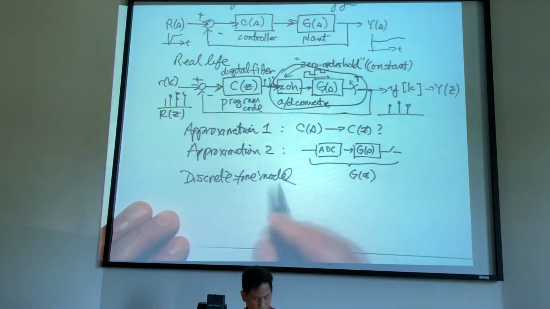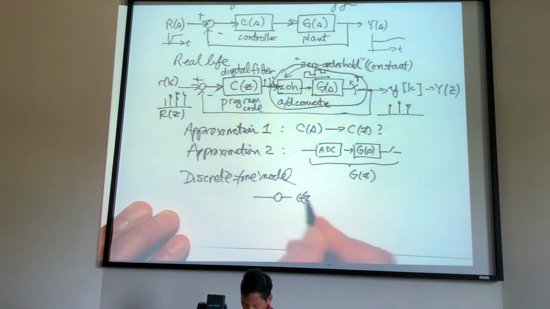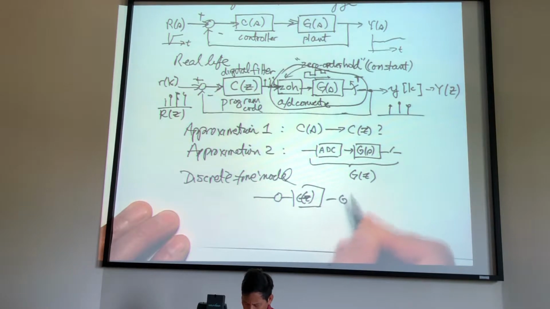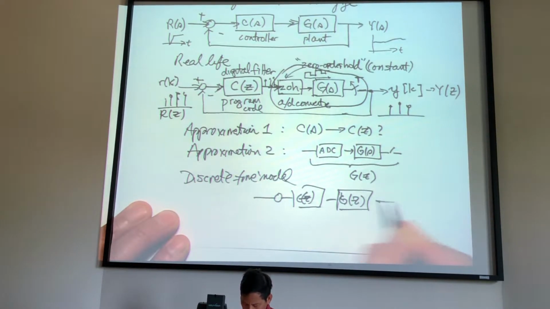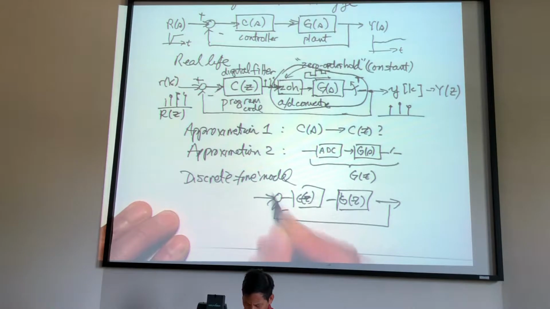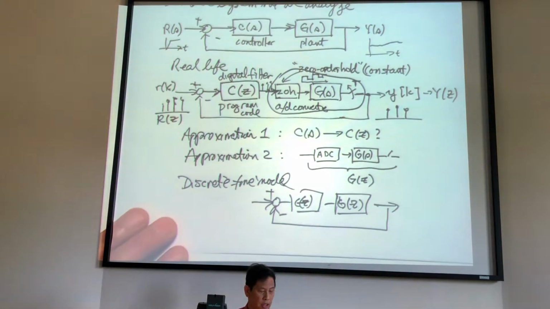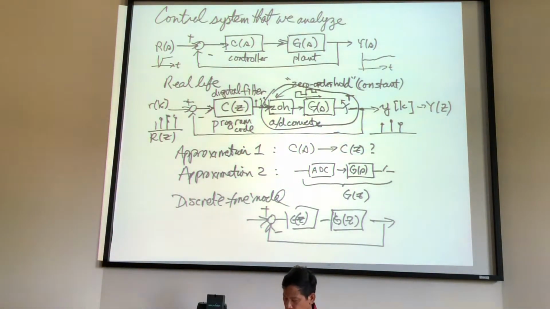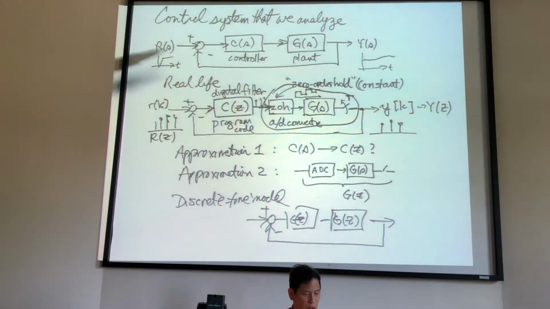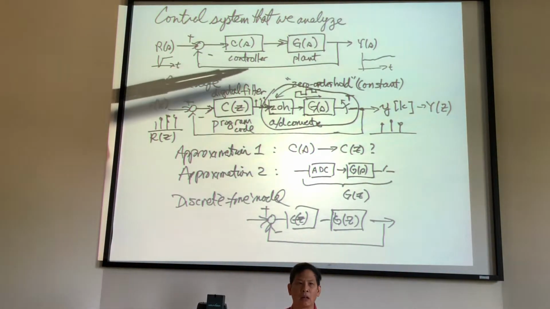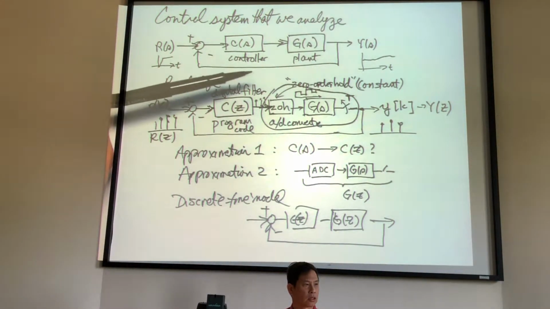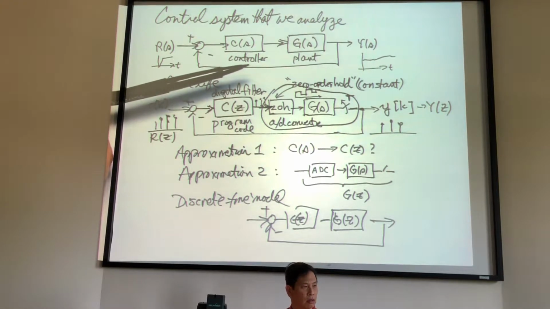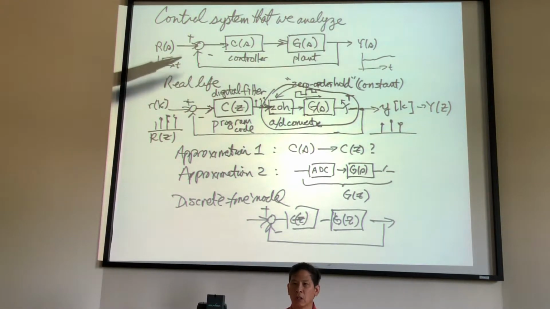And you would draw the diagram like this, very similar to this, except you would put C of Z here, and then G of Z here, and then like this. That's a discrete time model. We're going to focus our attention 99% of the time this semester on this type of model because it's the classical model. Most people that you're going to come across after graduation, if they know anything about controls, are most likely going to be introduced to this formal model.